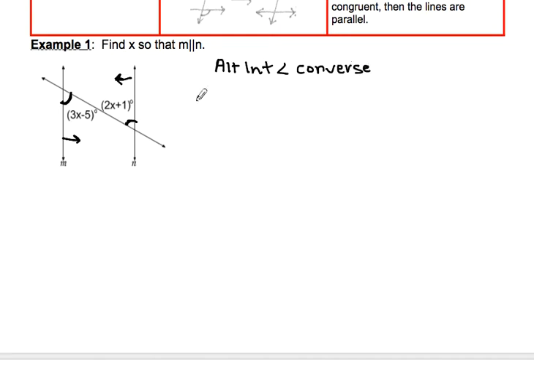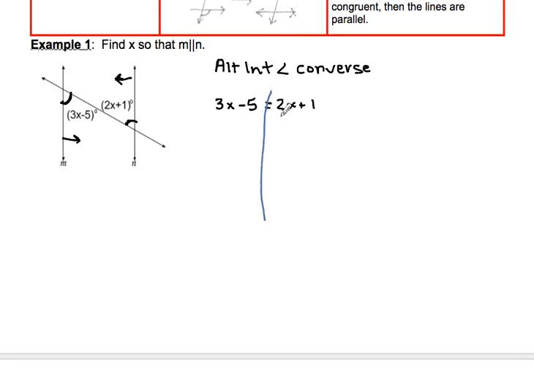And that says that if our alternate interior angles are congruent, then the lines are parallel. So we need to have congruent angles. That means that their measures will be equal. So I'm going to set these two things equal to each other. 3x minus 5 equals 2x plus 1. And then I need to solve this equation.